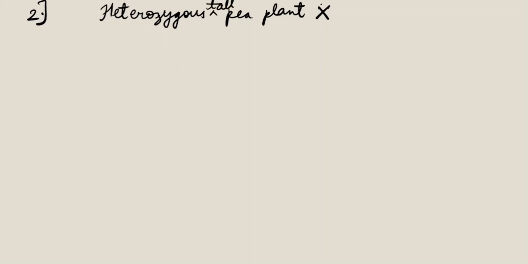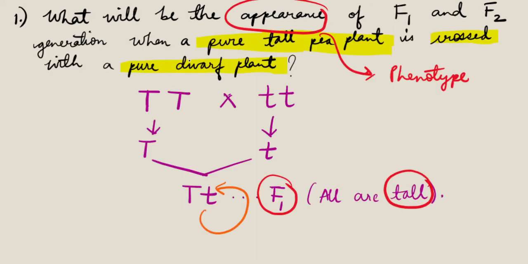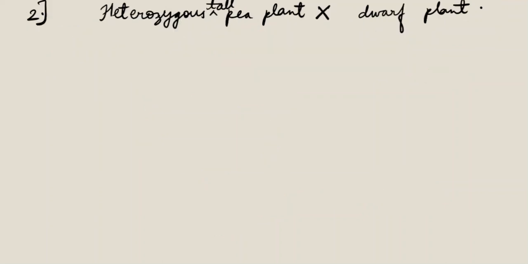Heterozygous tall pea plant is crossed with dwarf plant. If this is the scenario, I have written it, and you have to write your cross. You have to frame the question, the same question, just change the words. Then what will be the possibility?